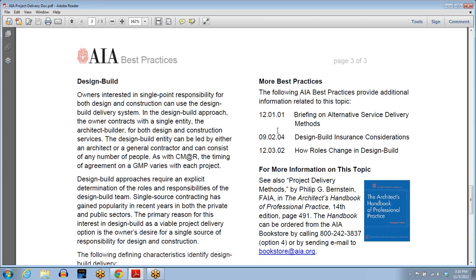With design build, you're hiring a design builder who is designing and building your building, probably giving you a guaranteed maximum price, and they design it and build it. And then with construction management, the architect's under a separate contract with you, and the construction manager goes with the architect and under a separate contract with you, the church, and they design the building.